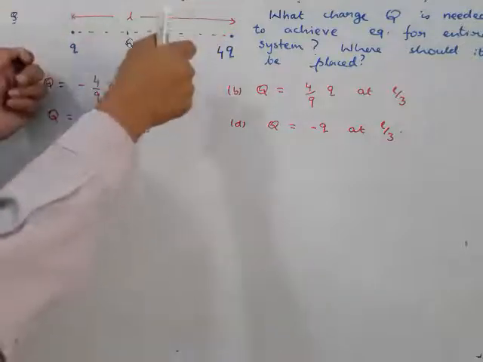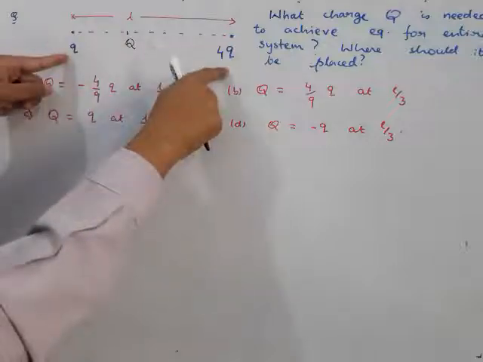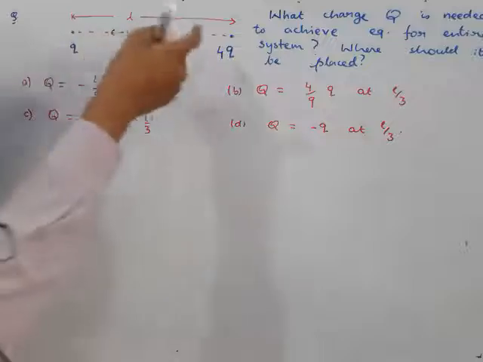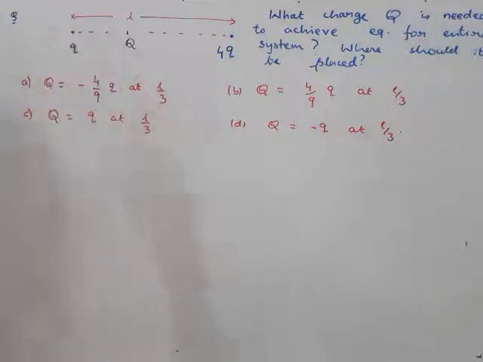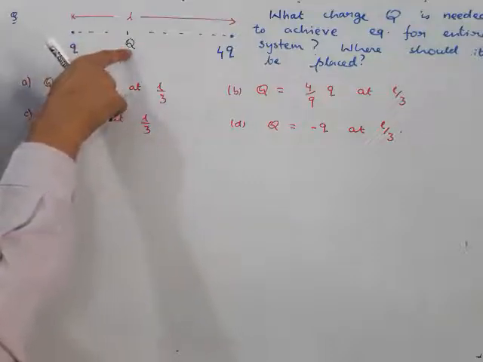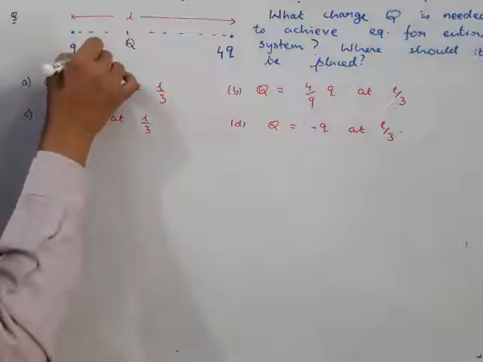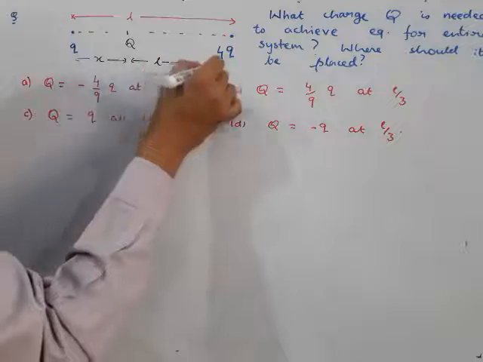Both of them will attract or both of them will repel. So if these two charges are attracting, the forces will be like so, they may cancel, and if they are repelling also, they may cancel. The only possibility is in this particular region. Next, we have to see its position. Clearly this charge must be placed close to this Q. Let this distance be x. Then the remaining distance will be L minus x.